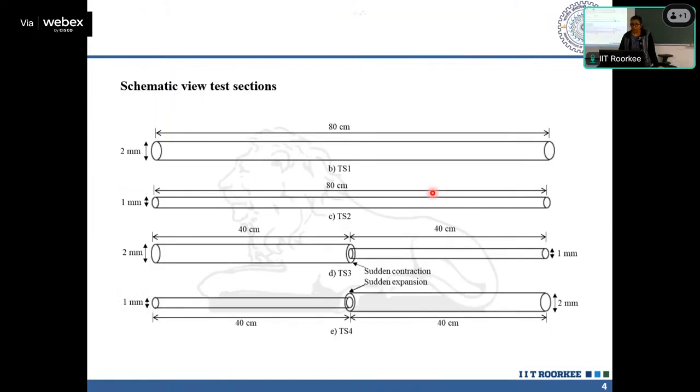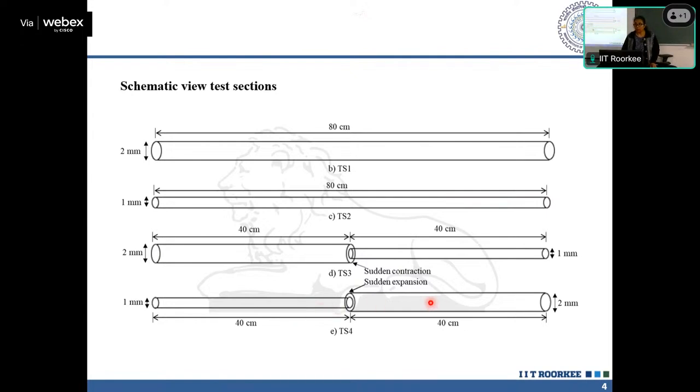Then these are the test sections that we have studied. First is the 2 mm straight tube, then the 1 mm straight tube. The third one has a sudden contraction: this is 2 mm, joined by another 1 mm tube. Then the fourth is just the opposite: first 1 mm followed by 2 mm.